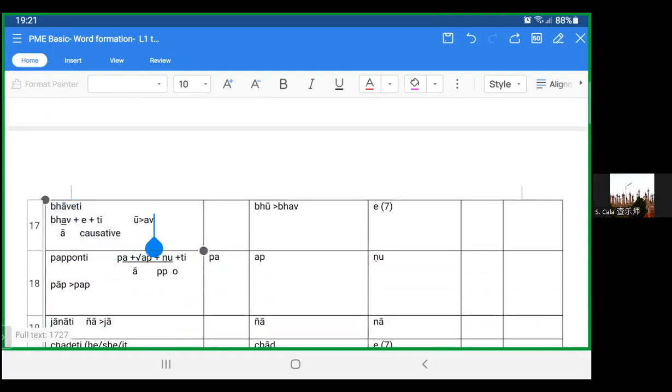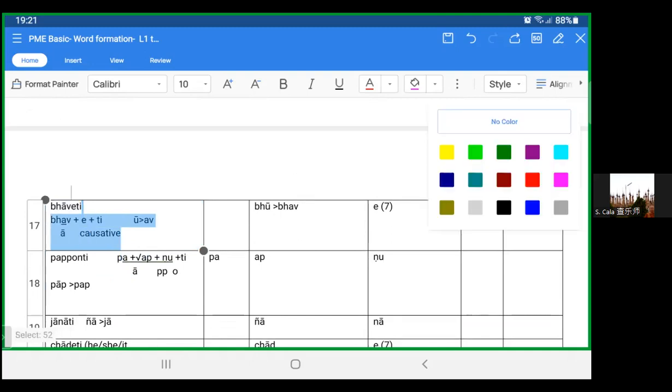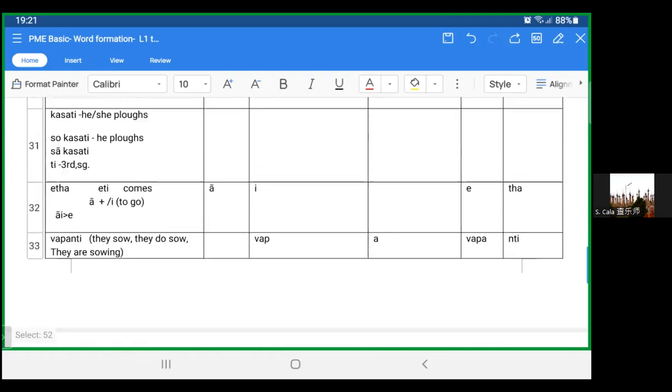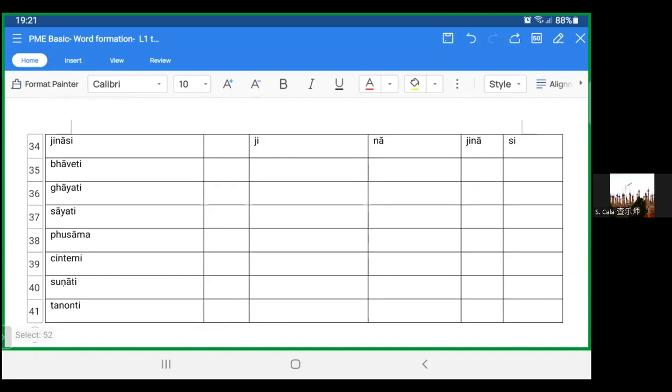Just copy from here. So this is a more difficult one. For those difficult ones, you just need to highlight. Then the rest are actually quite easy. Okay, so this one.